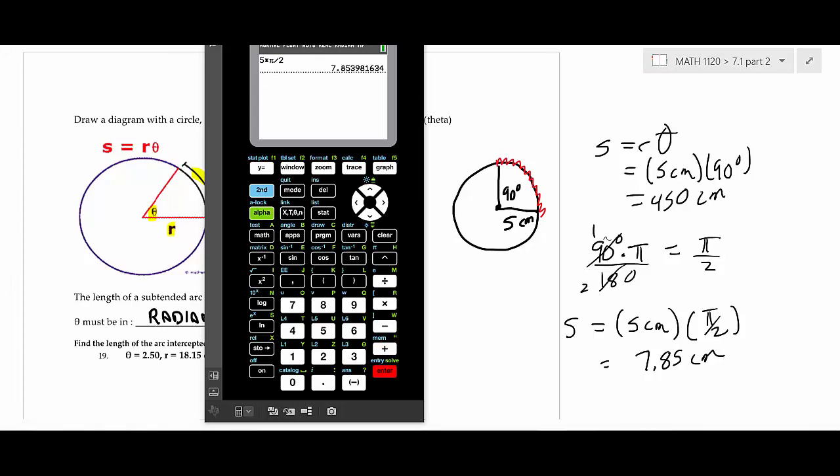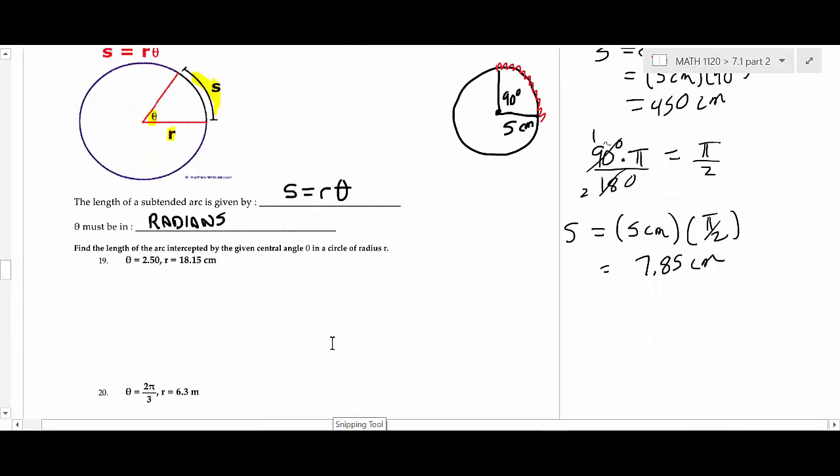Just make sure that your angle is in radians. We're going to do a couple of these together. I'm going to do one and then let you do number 20. Now this one I'm not giving you a picture on, but we're going to find the arc, so we're going to use S equals R theta. The big question is, is my angle in radians? Yes, and you know why? Because it doesn't have a degree symbol. If it doesn't have a degree symbol, it's radians. Same thing with problem number 20, that is in radians. Not because it has a pi, but because it does not have a degree symbol on it.